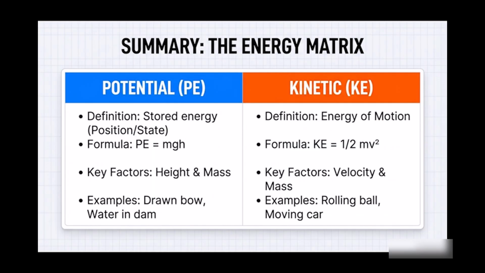To wrap things up, potential energy is stored based on position, while kinetic energy is motion-based. Whether it's a drawn bow or a rolling ball, energy is always moving, changing, and at work.